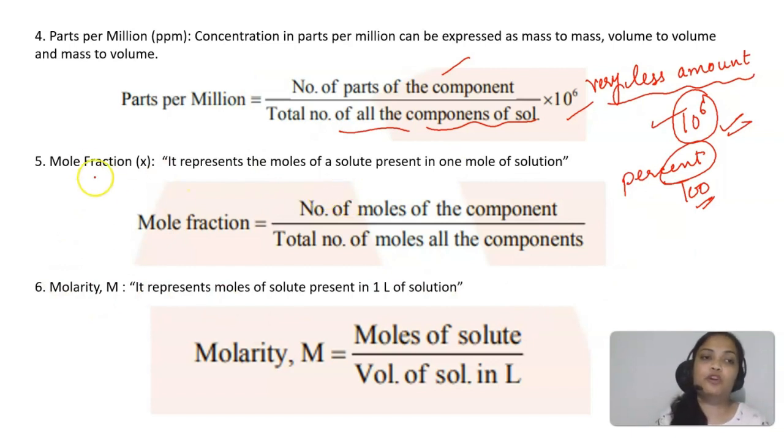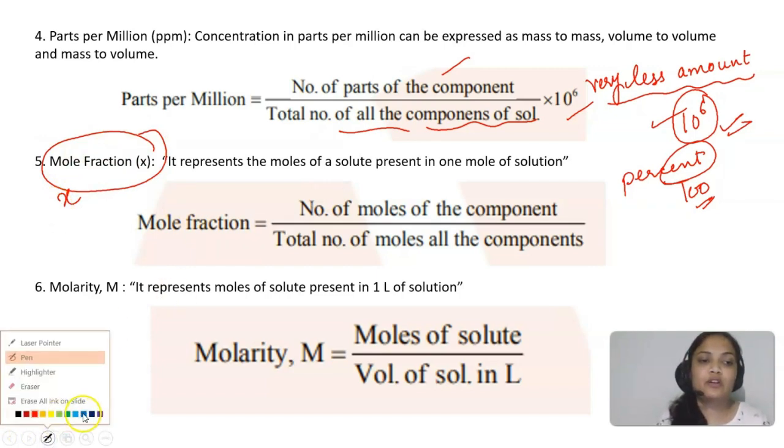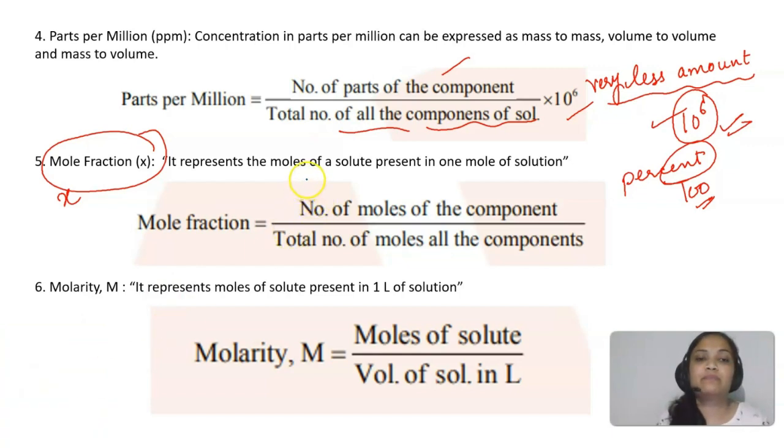Now the most important is mole fraction, because many times we use this mole fraction. If I talk about the mole fraction, it represents the moles of a solute present in 1 mole of a solution, that is, how many moles of the component are there, and if we divide it by the total number of moles, we will get the mole fraction. Let's say there are two components A and B, and Na and Nb are the number of moles of A and B.